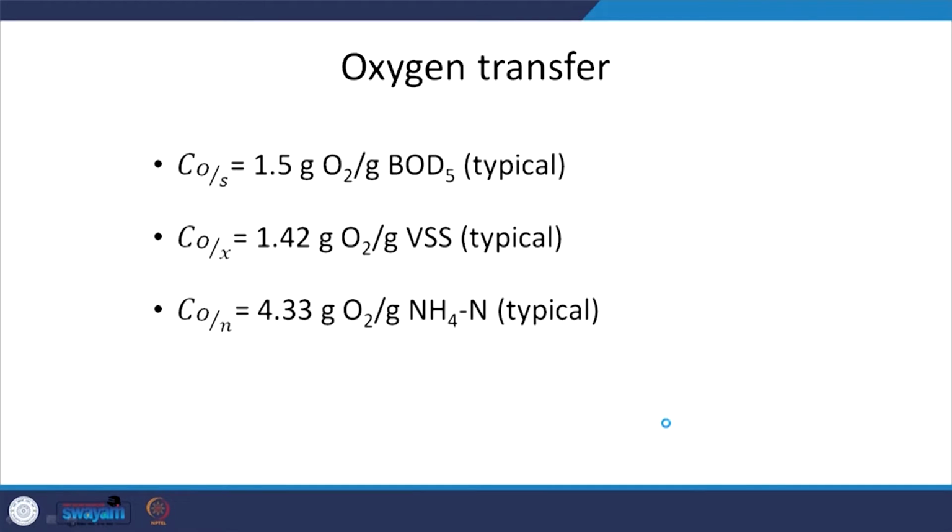So, these are the typical aspects or conversion factors, let us say, right. With respect to nitrogen, you can see that 4.33 grams of oxygen is required per gram of NH4 expressed in terms of N units. Well, as you can see, a lot of oxygen is required. Again, you can look at the stoichiometry: you want to go from a considerably reduced state to a considerably oxidized state. So, obviously, you need a lot of oxygen per each mole of nitrogen.